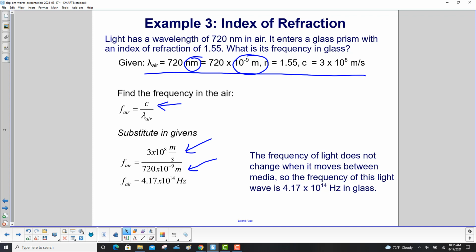And this time you absolutely have to put it in meters. Why? Because you need this meter to cancel out with that. So you get a frequency per second, or hertz. And we get the frequency in air is 4.17 times 10 to the 14 hertz. But we were asked for the frequency in glass. Well, it's the same. The frequency of light does not change when it moves between media. So the frequency of this light wave is 4.17 times 10 to the 14th hertz in glass.